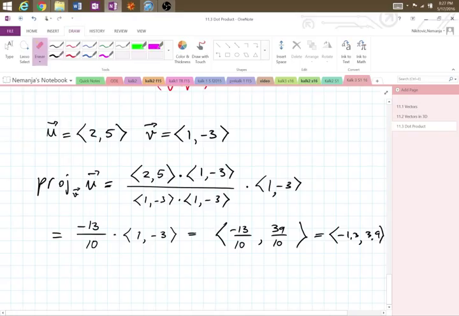Now let me see if you understand this. I'm going to ask you, this vector here has the same direction as which vector? U or V? V. Has the same magnitude as which vector? None of them. That was a trick question.